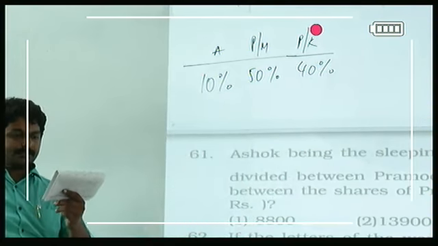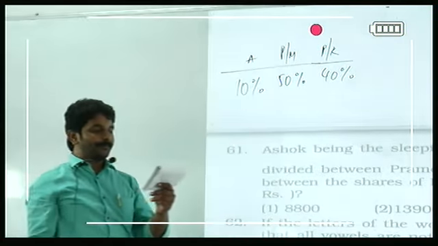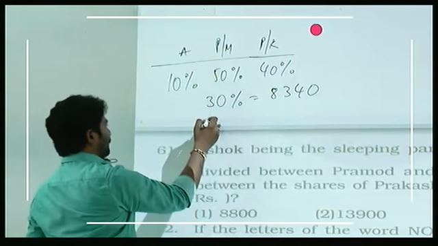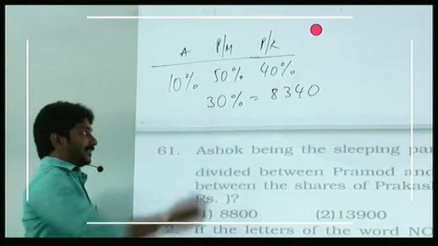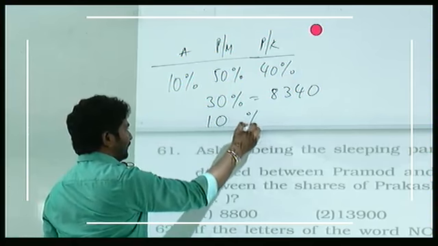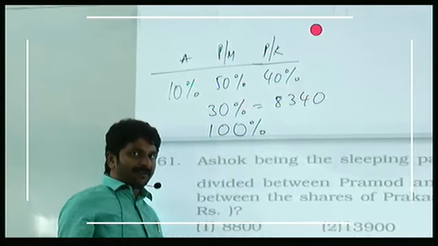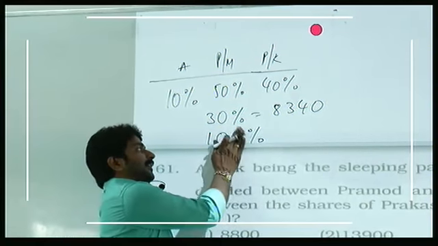Yes? Next, the difference between the shares of Prakash and Ashok, in terms of percentage, that is 40% and then 10%. Difference is 30%. Difference is given as 8340. You are asked about Pramod's share. Pramod's share is 50%. You need to calculate 50%. Let me calculate 10% first. Then I will calculate 100%. And then we can take half of that. Is that okay? Right.